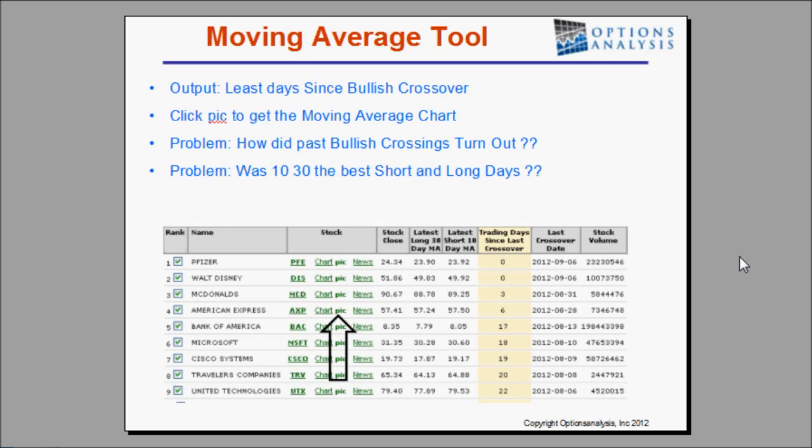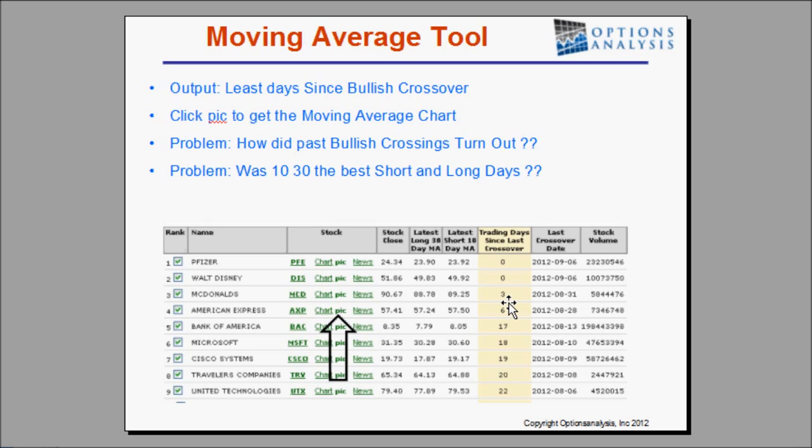When you click the search button, you get some output that looks like this. It's ranked by the days since the last crossover occurred. So if it's 0, that means the crossover is occurring today, shown here for Pfizer and Walt Disney. And then McDonald's, the crossover happened 3 days ago. If you want to see the picture of the crossover chart, like I showed before, it shows the buy and sell signals that have happened in the past for a specific moving average. You click on Pick, shown by the arrow right there in this output.